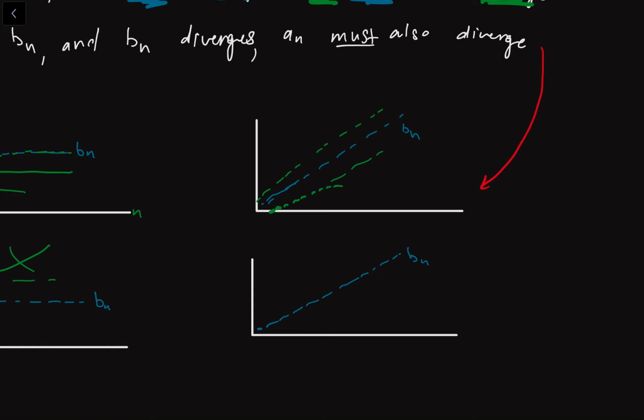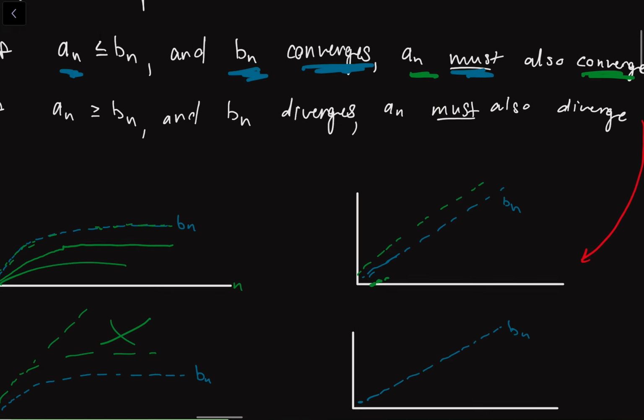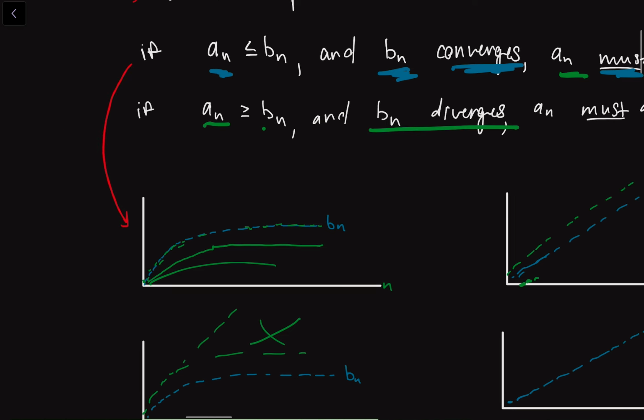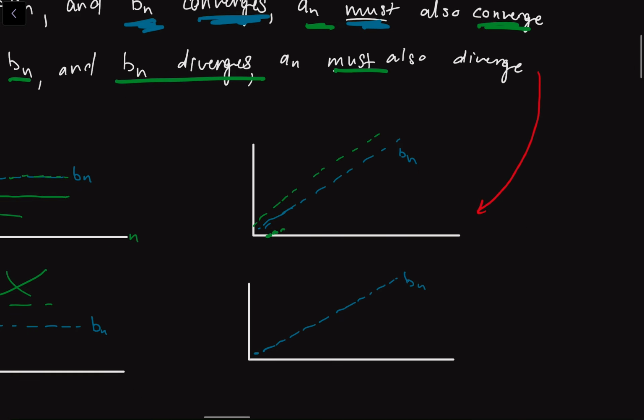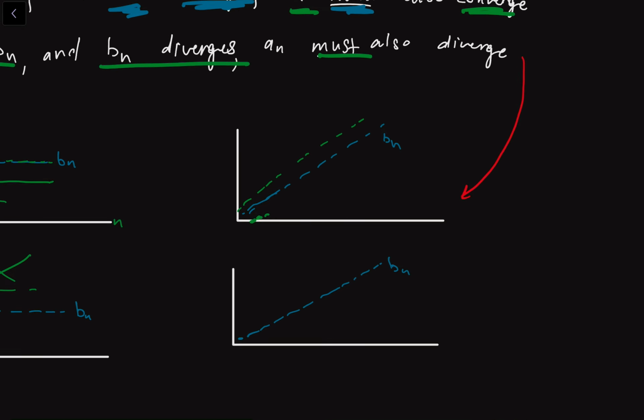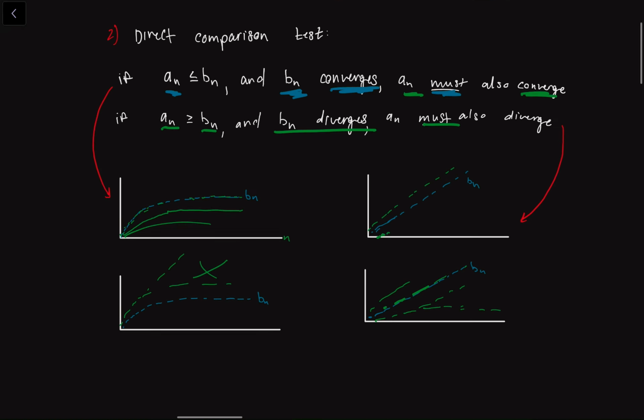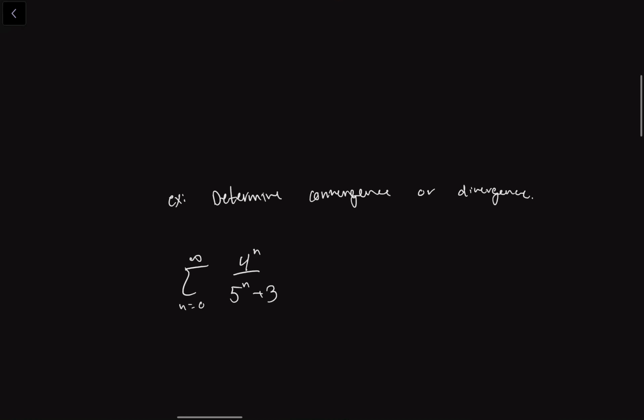So in words, it looks like this. If b sub n diverges and a sub n is greater than b sub n, then a sub n will also diverge. Once again, it's meaningless if b sub n diverges and a sub n is less than b sub n because we don't know if it will diverge or converge. But if it is greater than b sub n, it will diverge as well. Kind of like a squeeze theorem kind of thing. So let's look at some examples.